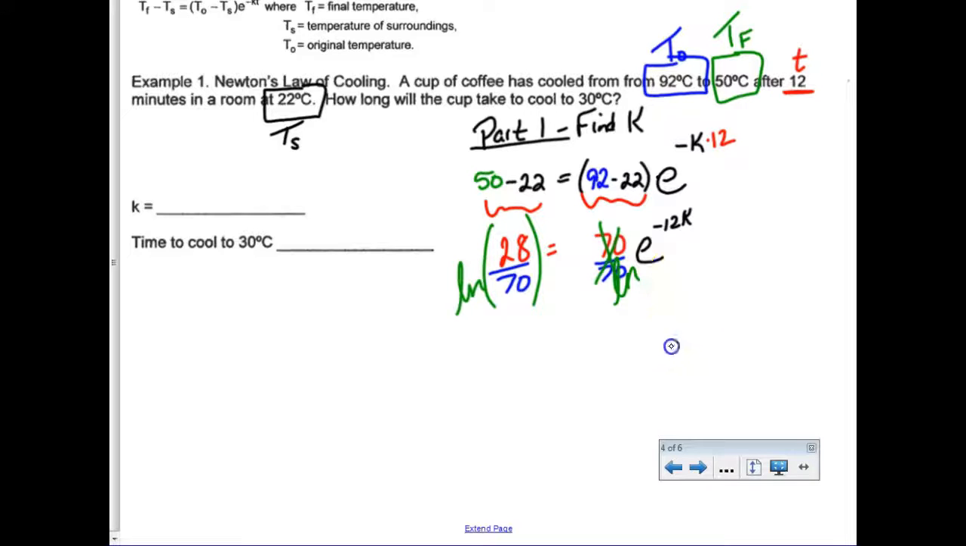So if I apply a natural logarithm to both sides of this equation, over here on the left side, I just get some gross number. Could you please type that in and tell me what that is? Give me like 3 decimal places. But on the right side, the natural log and e cancel, and you just get negative 12k drops down.